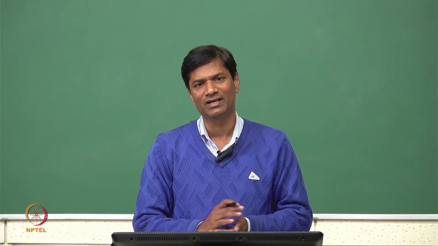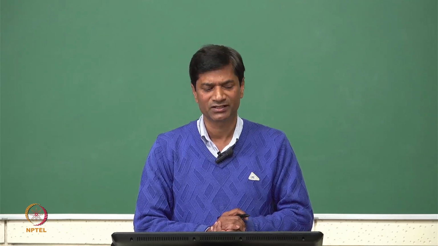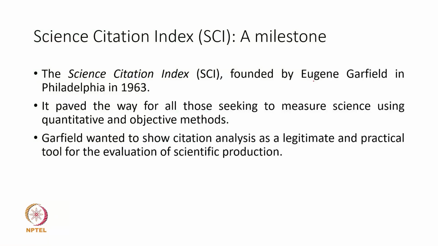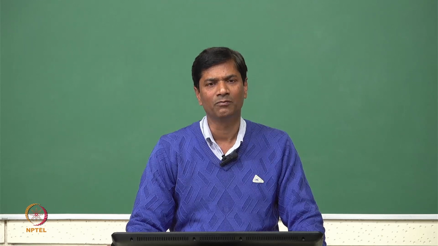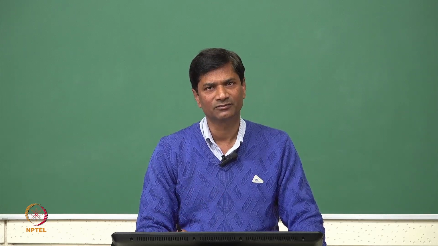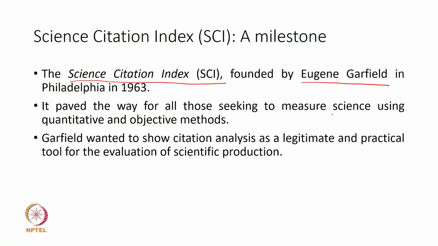Now, a milestone was achieved in 1963 when Eugene Garfield founded the Science Citation Index (SCI). This is a very important aspect in the measuring of science. This Science Citation Index helps to measure science using quantitative and objective methods.